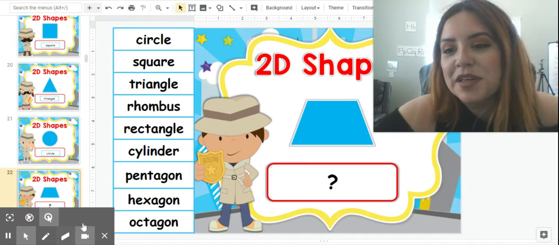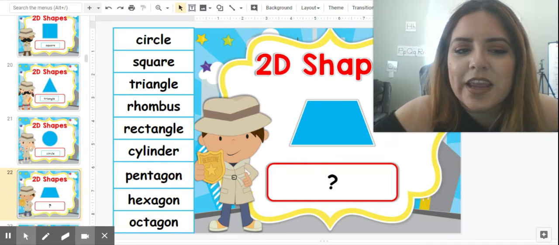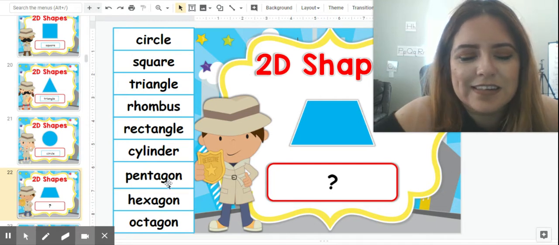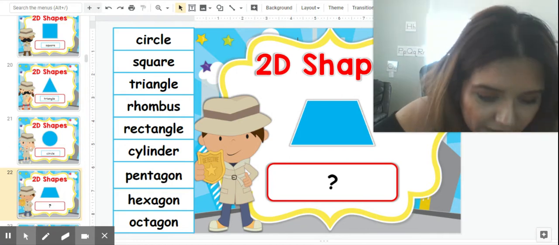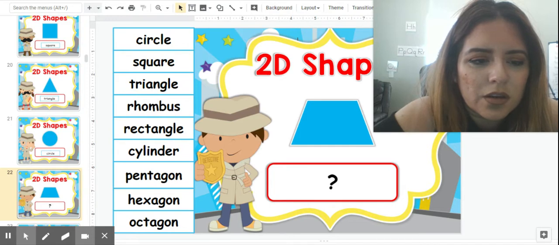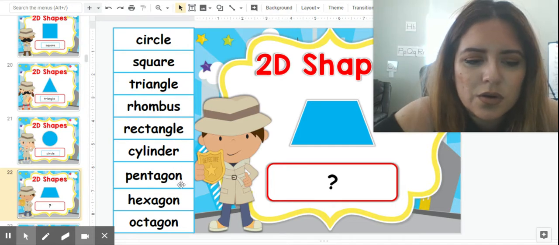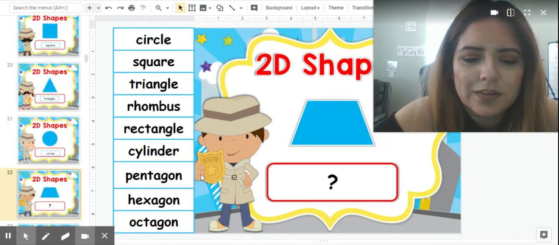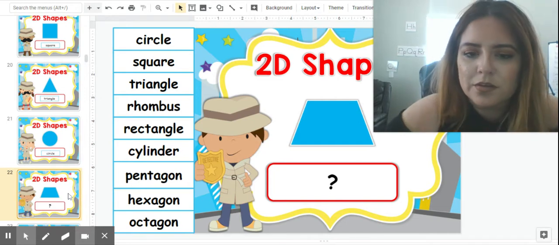That's a tricky one. I'm going to narrow it down for you. Is this a rhombus? Is it a pentagon? Actually, it's not even on here. The word for it is not even on here, boys and girls. This is a trapezoid, and I don't see it on here. It's not on here. Let's go to our next one.